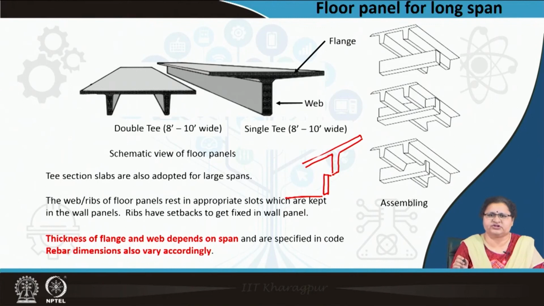So, every instruction should be there when it is being fabricated, when it is being made, and when you are coming to site, it is only the job of assembling it in order, the way it was actually planned. So, these webs or ribs of the floor planks rest in appropriate slots which are kept in the wall panel. Ribs have setbacks to get fixed in the wall. Thickness of the flange and the web depends on how big the span is and are specified in code. Even the reinforcement dimensions are specified in code.